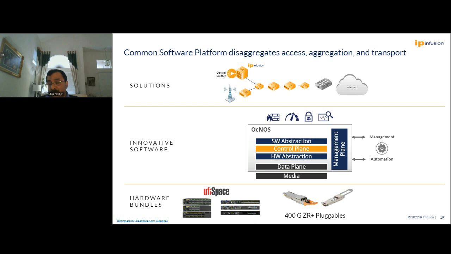So at the very basic level, you need a command line interface. You also need a model-driven architecture. So NETCONF, OpenConfig, these are models that are there. So these are the three key aspects: from a management plane, from a software abstraction, and from a hardware abstraction. These are the things that we bring together at IPI.